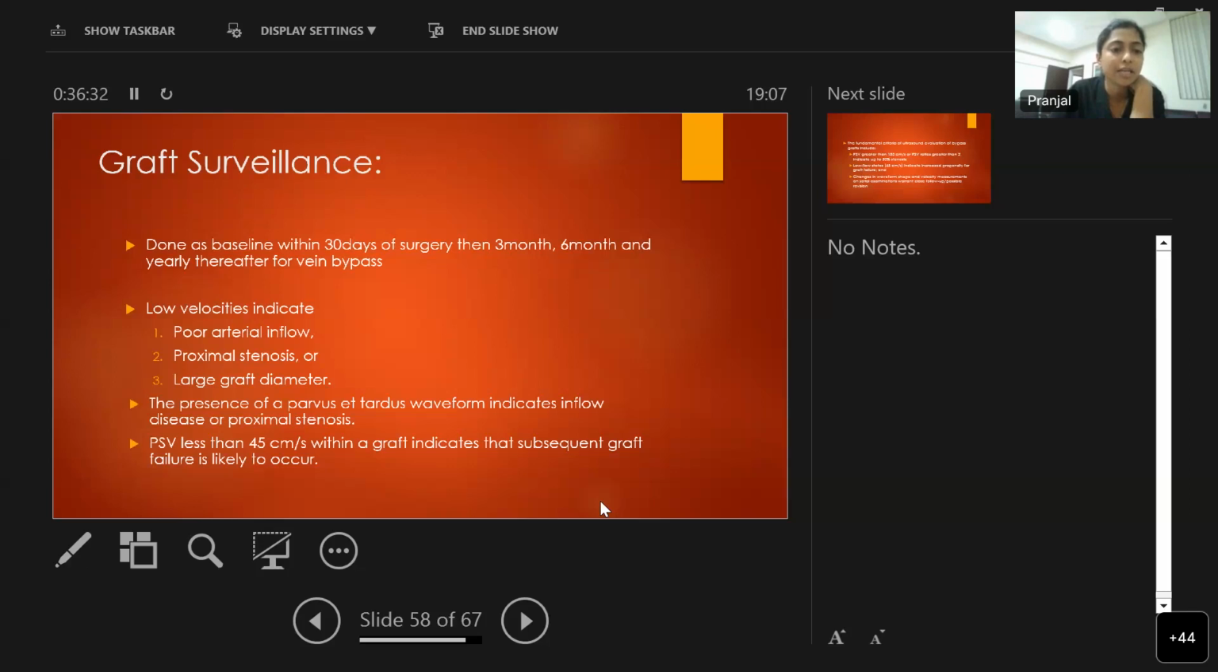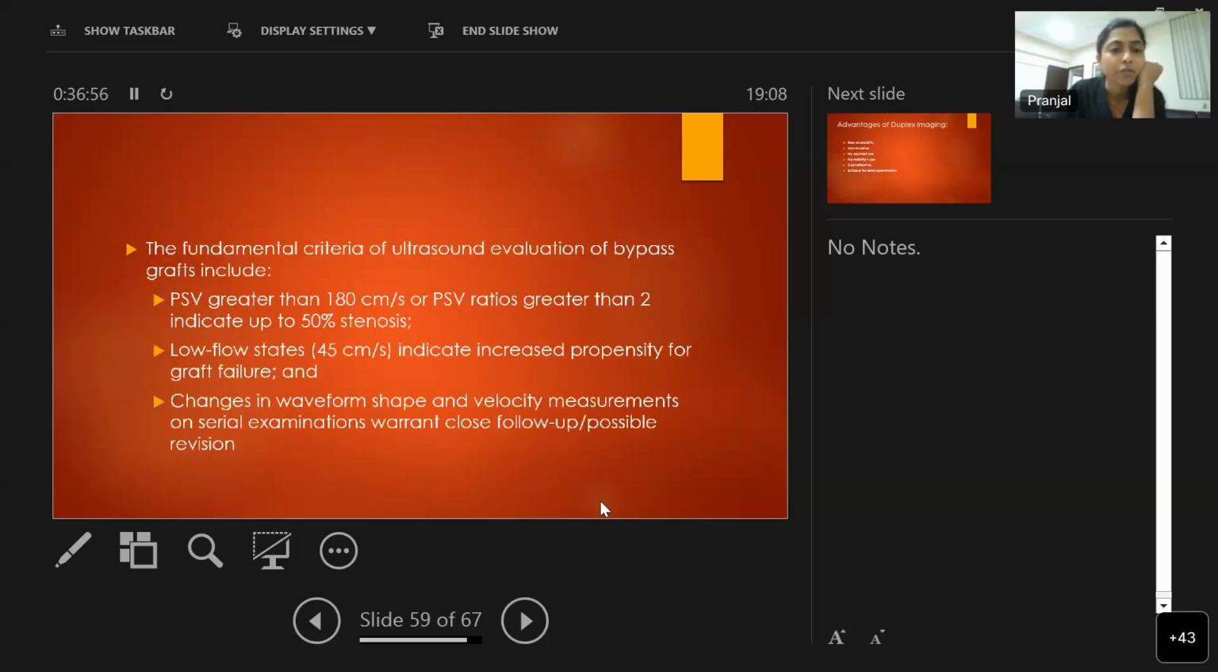Low velocities indicate poor arterial inflow, proximal stenosis, or large graft diameter. A presence of a parvus tardus waveform indicates inflow disease or a proximal stenosis. A PSV in the graft less than or equal to 45 centimeter per second is suggestive that a subsequent graft failure is likely to occur. A fundamental criterion for ultrasound evaluation of a bypass graft includes a PSV greater than 180 centimeter per second or a PSV ratio greater than 2, which indicates a 50% stenosis.